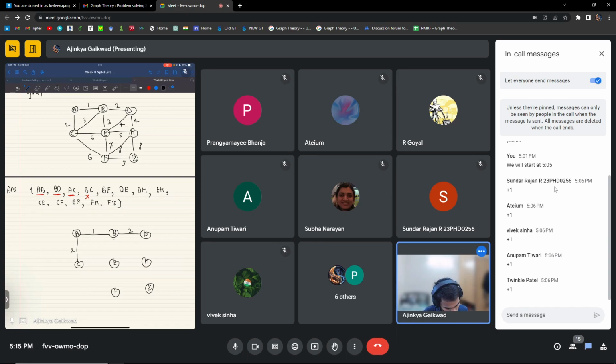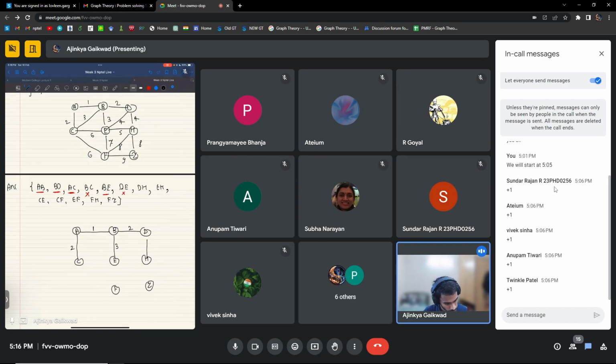Next is BE. BE we can add. There is no cycle, so the weight of BE is 3. So then BE is also done. Now next is DE. Again the same thing. DE cannot be added because it forms a cycle DBE. So we cannot add it to the solution. The next is DH. I can add it because there is no cycle, so I'll add DH, right? DH is done.